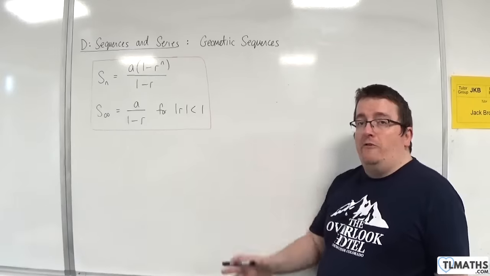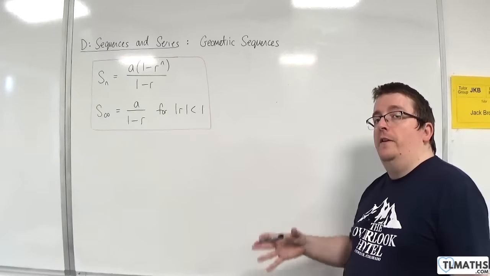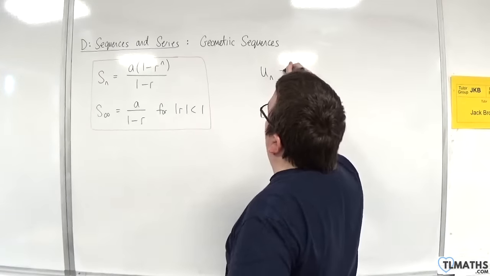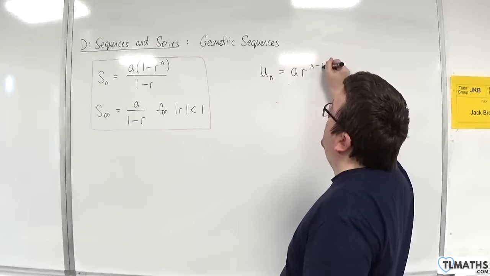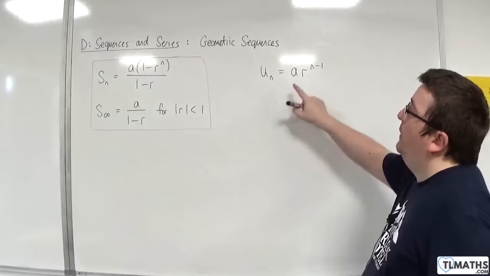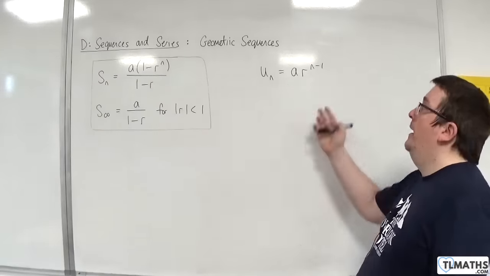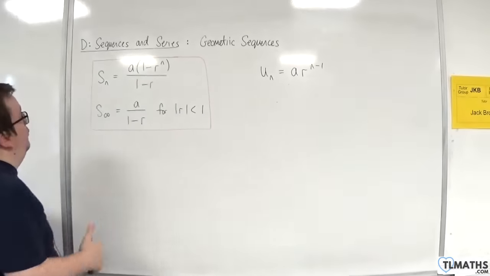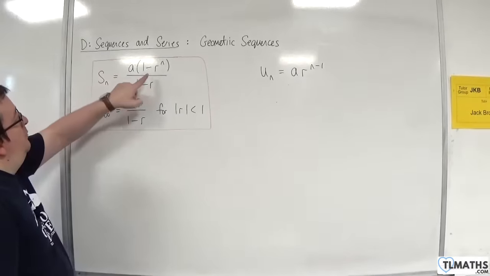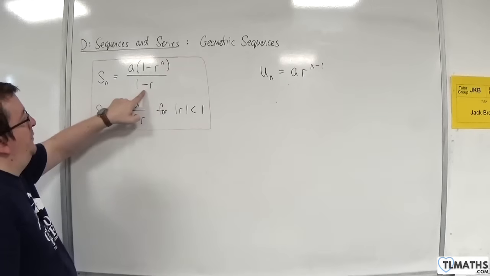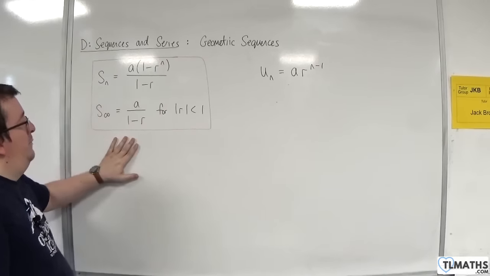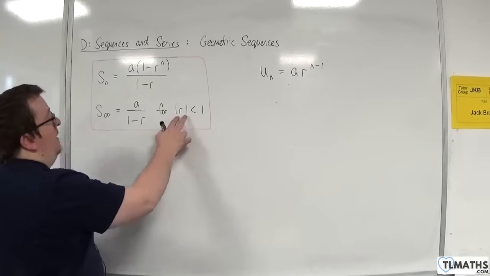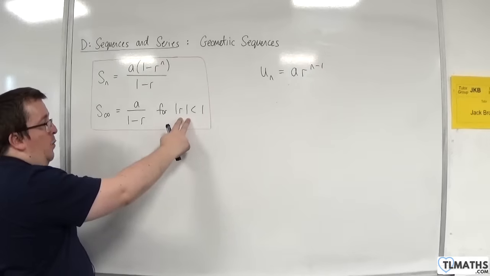Just as it is with arithmetic sequences, you're not given the nth term for a geometric sequence in the formula booklet. You need to remember that un is a times r to the n minus 1, where a is the first term, r is the common ratio and n is the number of terms. You are given the sum to n terms formula, so a times 1 take away r to the n over 1 minus r. And you're also given the sum to infinity formula, a over 1 minus r. But remember, that only works when r is between minus 1 and 1.